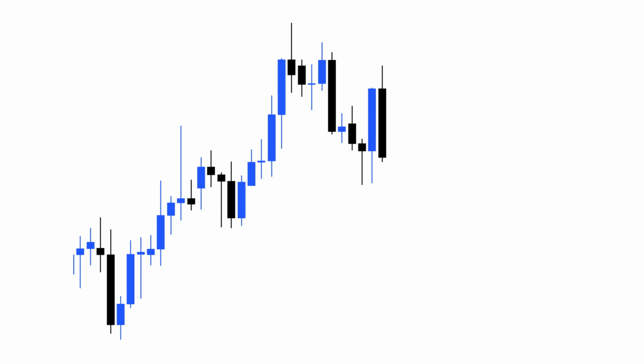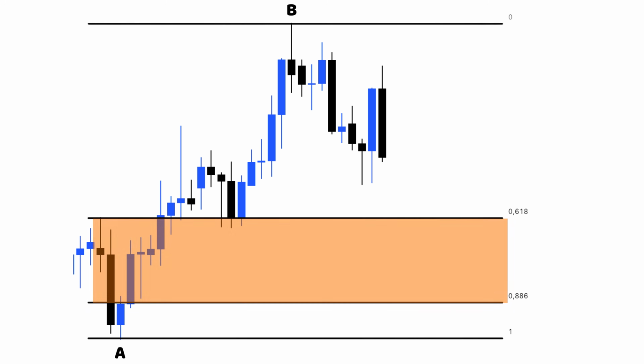In this price movement, just as we did in the first scenario, we start by identifying the low and high points, which we mark as points A and B. After defining these regions, we draw a Fibonacci retracement and observe how the price reacts to this zone. Let's analyze together and see if the price respects our expectations this time.